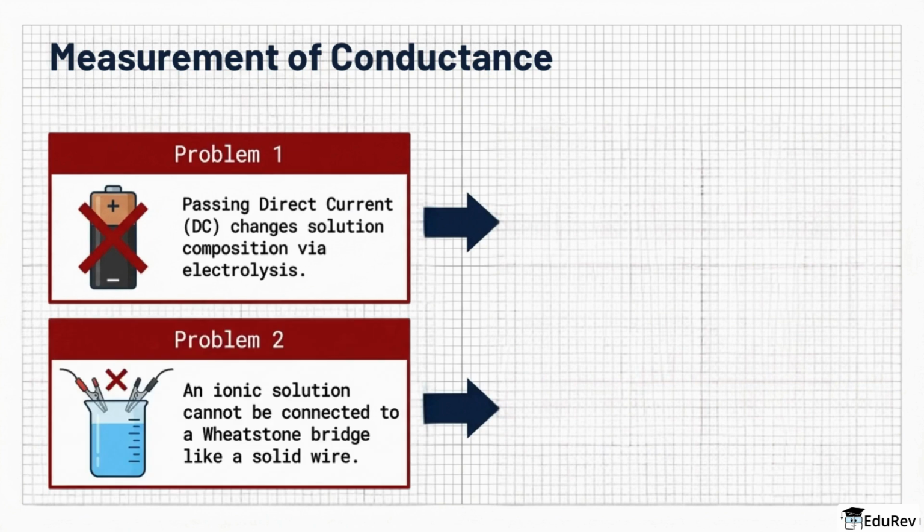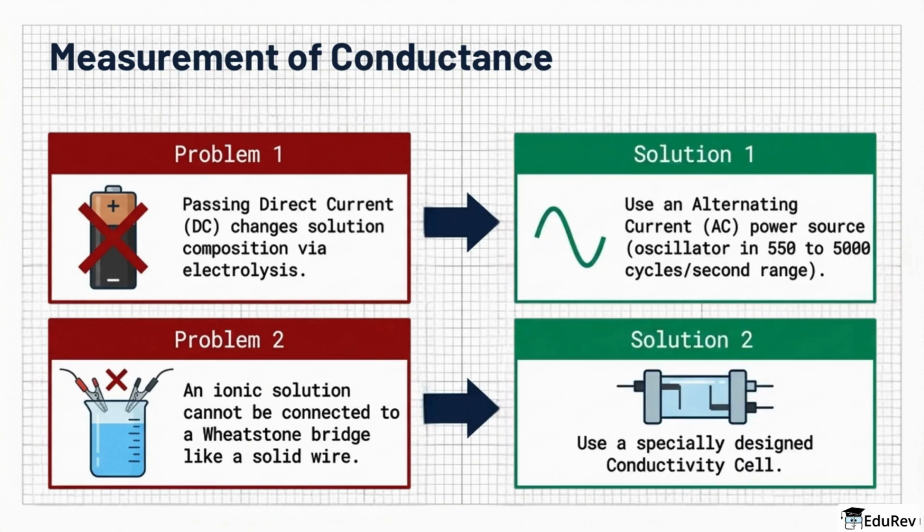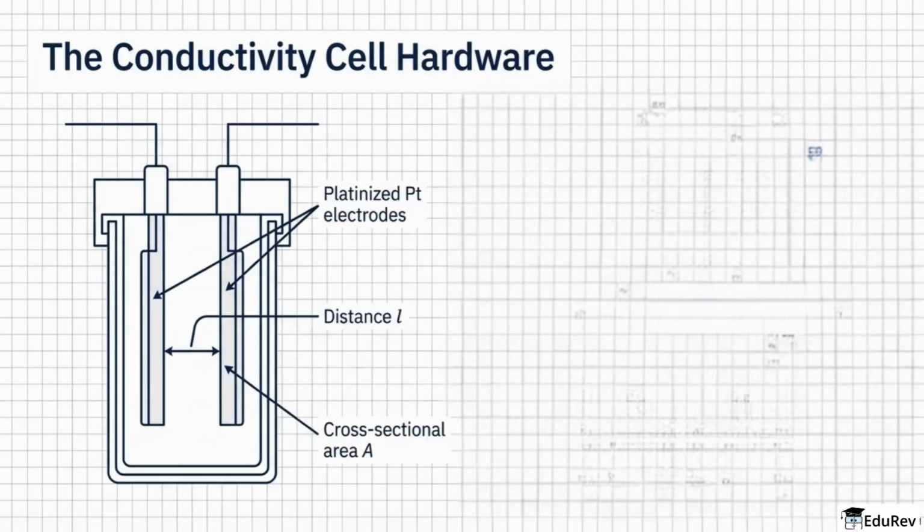Second, a liquid solution cannot be connected directly to a Wheatstone bridge like a solid wire. The two solutions are: use alternating current instead of DC, and use a specially designed conductivity cell. That is the practical setup used in conductance measurements. The conductivity cell hardware is the next step.